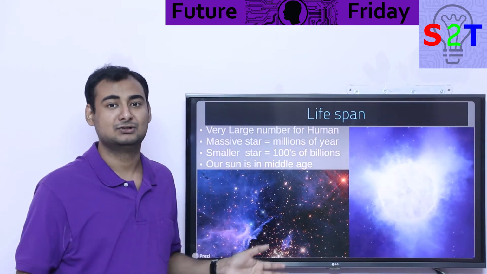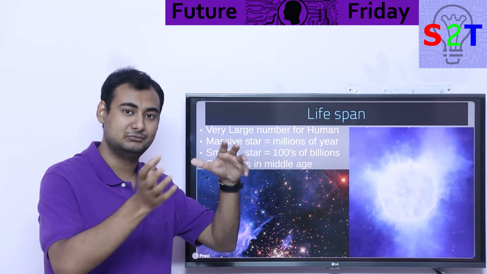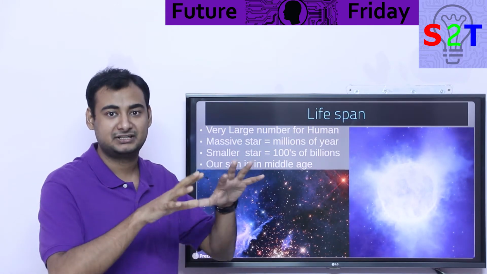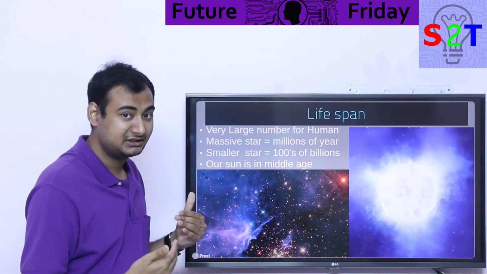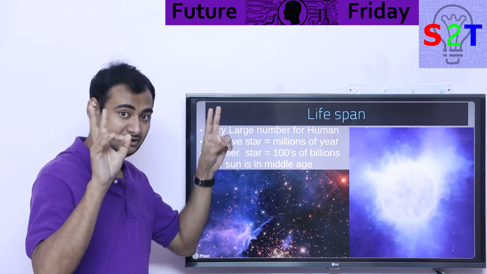Like Mount Everest would not be there after millions of years, because if you go millions of years back, you may end up in a scenario where tectonic plates have created something different. So you can understand, millions of years is completely different, and that's the small lifespan.